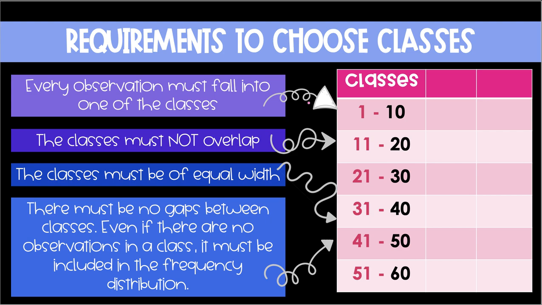And there must be no gaps between the classes. Remember how we had a few classes with zeros? Even if there are no observations in a class, even if you don't have individuals for a particular class or classes, multiple ones, you still need to include that class in the frequency distribution.